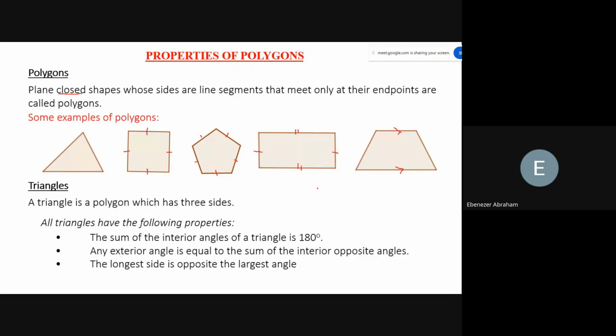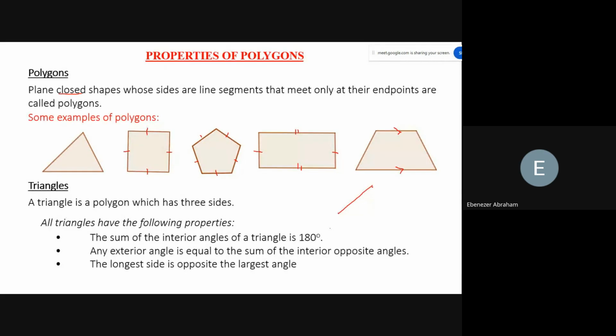Oh, that one is obvious. That one is not a property. Then look at bullet 3. Are you convinced about bullet 3? The longest side is opposite the largest angle. It's not the last one, it's the third.